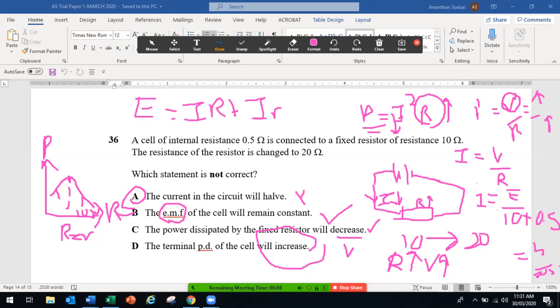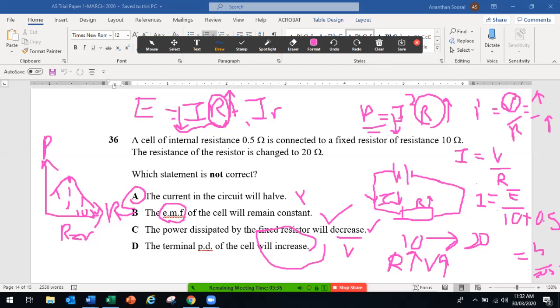Which is your plus PD? Which is your terminal PD? This is your terminal PD. So when the big R increases, the terminal PD increases also. R increases, but what happened to I? I decreases, right? R increases means I decreases. So it is very difficult to tell if the terminal PD is going up.